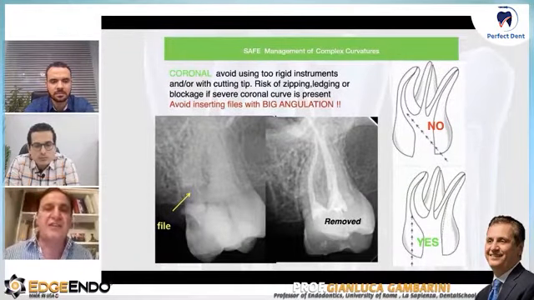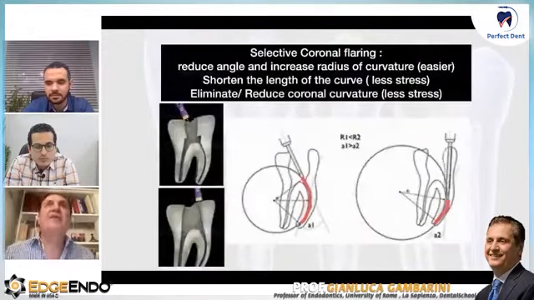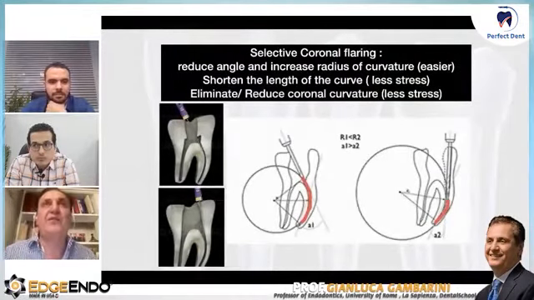So we have to manage and play a little bit with the curvature. We cannot play with the apical curvature. We can play with the coronal and middle curvature. How can we play? What we can do is what I call selective coronal flaring. Why is it selective? I will explain later.